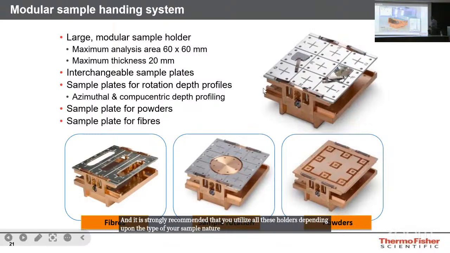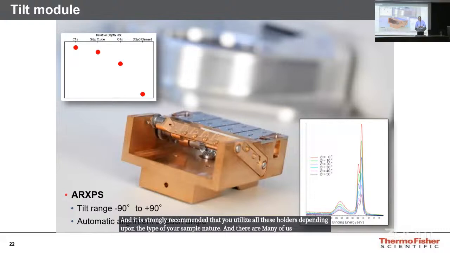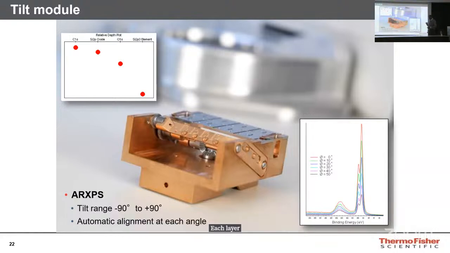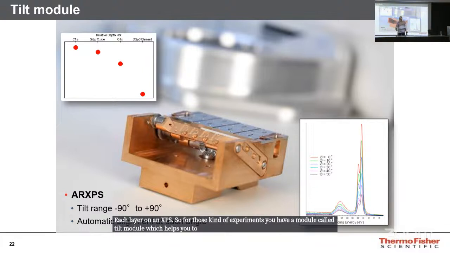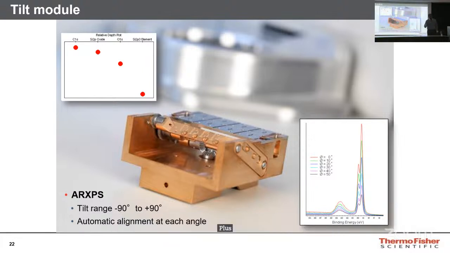And there are many of us who also work with thin films. When you work with thin films, normally the expectation is you want to understand the depth thickness of each layer on an XPS. So for those kinds of experiments, you have a module called the tilt module, which helps you to do angle-resolved XPS. So when you have multiple layers, you can load samples on this. The advantage of this module is that it can tilt from plus 90 degrees to minus 90 degrees.